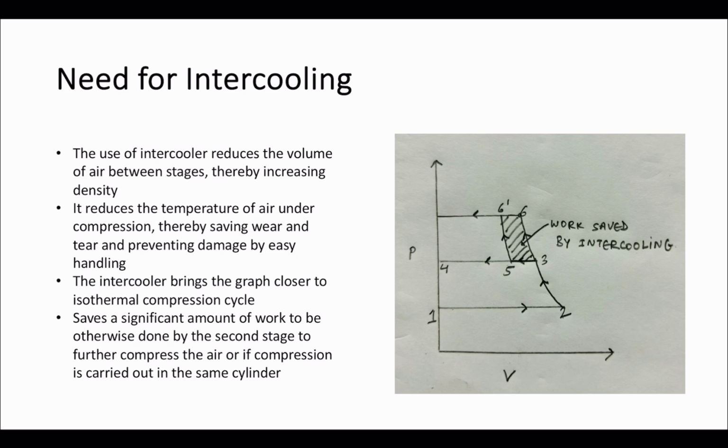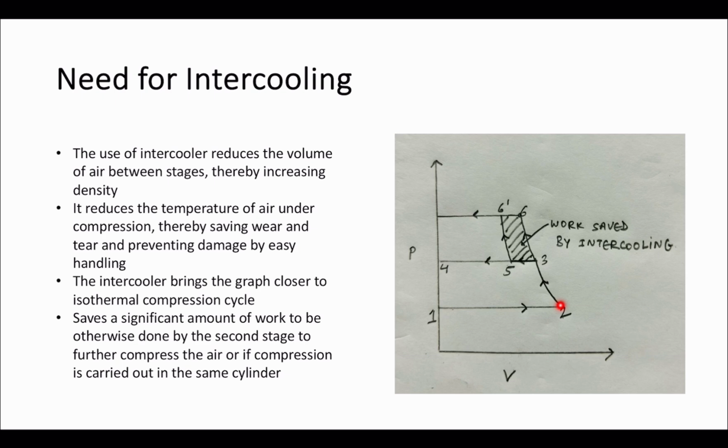As you can also see, by doing this multi-stage compression along with intercooling, we are bringing the graph, that is the PV graph, as close to isothermal compression as possible. That is the theoretical value that we want to achieve by compressing the air in the compression system, and it is achieved by the use of intercooler and multi-stage compression system. How? As you can see, when we are moving from point 2 to point 3, by intercooling we are bringing it to 0.5. Then further, when we are compressing it in the second stage, it is going to 0.6 dash.